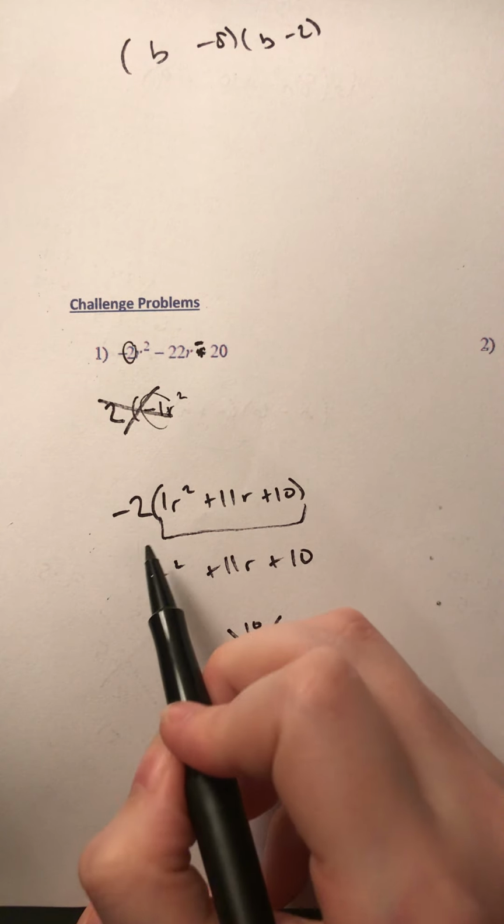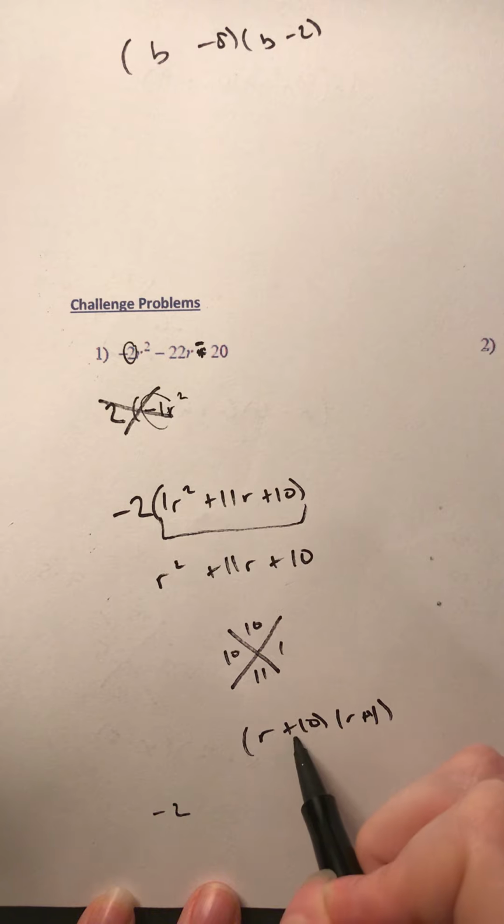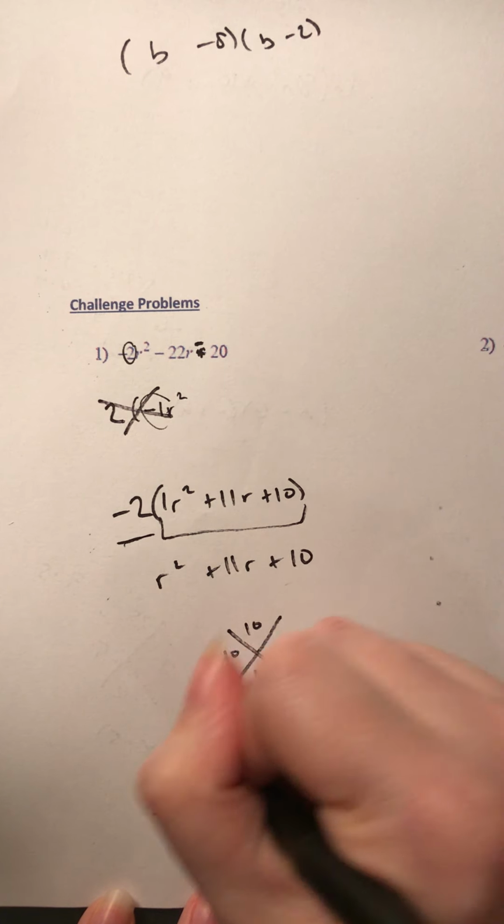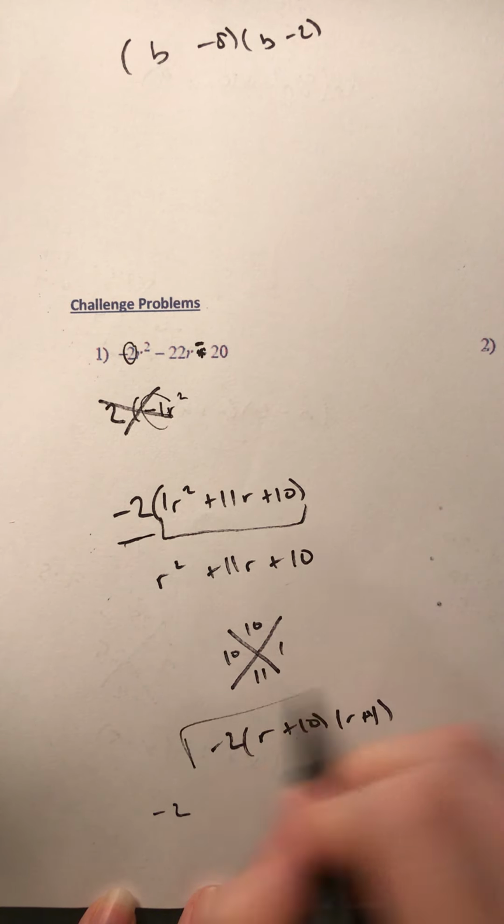And then what we've done is we've taken this and broken it down into 2 pieces, but that negative 2 is still chilling out front. So there's this negative 2 chilling there. So this is your final answer. This is completely factored.